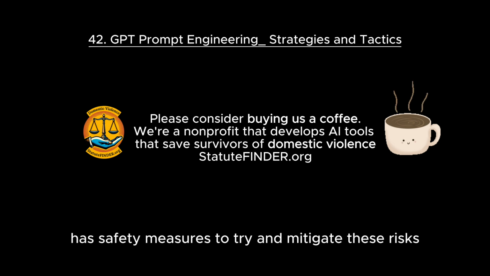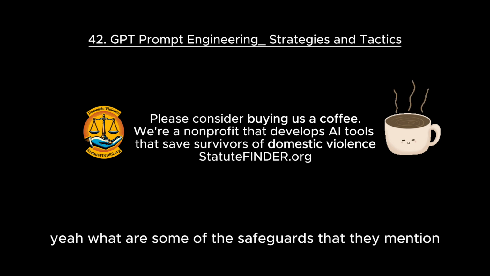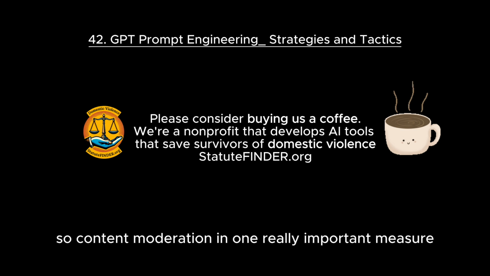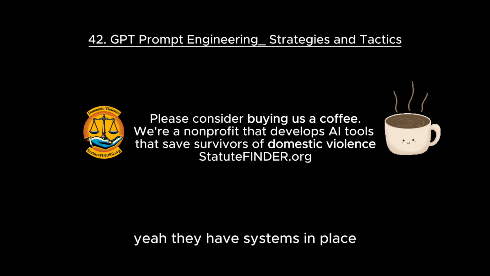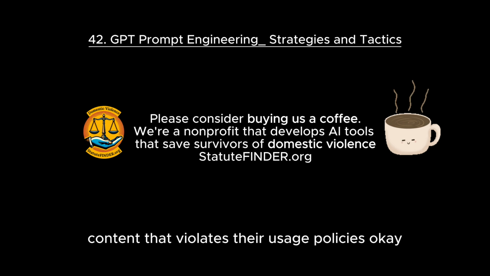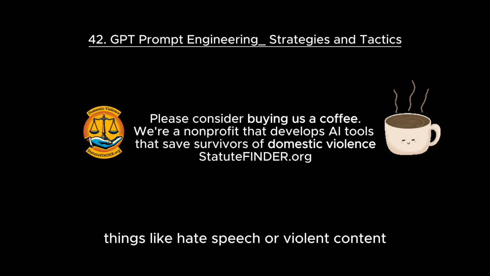So I know OpenAI has safety measures to try and mitigate these risks. What are some of the safeguards that they mention in the documentation? So content moderation is one really important measure. They have systems in place to flag and filter content that violates their usage policies. Okay. Things like hate speech or violent content.